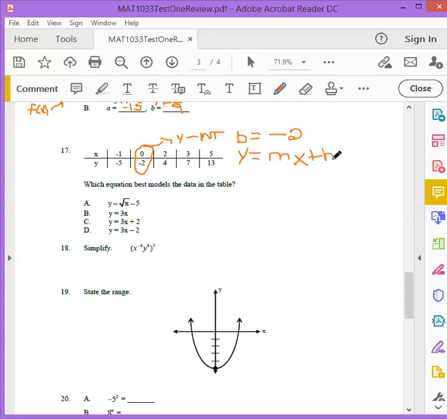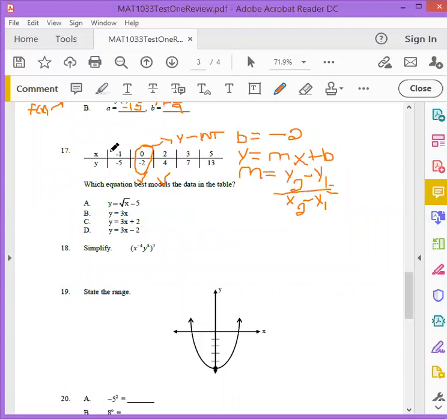We also know that if we have more than one point, we can find our slope using our slope formula: y sub 2 minus y sub 1 divided by x sub 2 minus x sub 1. So that's what we're going to do here. We've already got our y-intercept. We'll substitute 2 of the points. It doesn't matter which one. Let's use the second and third point and find our slope.